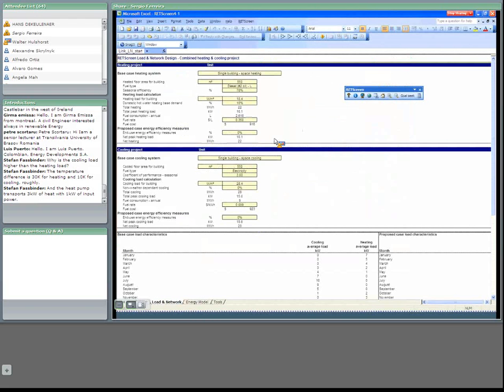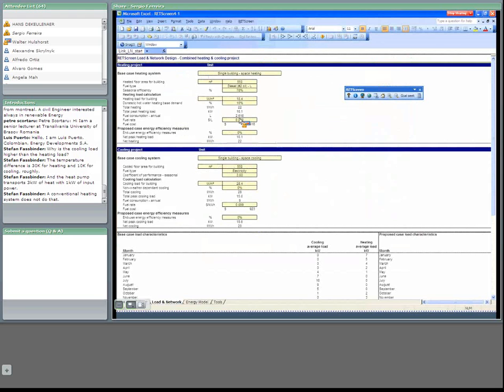I hope the resolution is enough for you to be able to see the figures and the letters on the screen. If not, this webinar is being recorded and will be available afterwards. You can consult it in more detail. As I've said before, we're defining a base case for our heating project and for our cooling project.